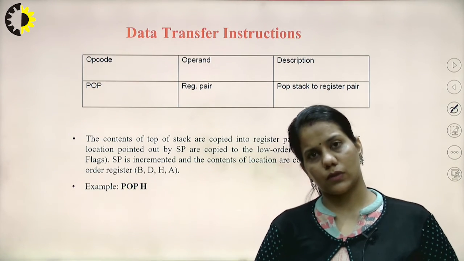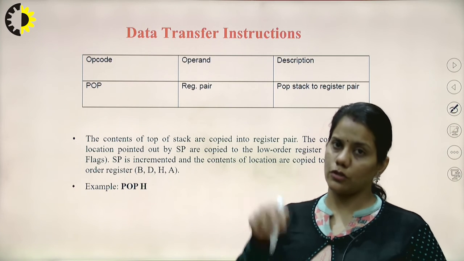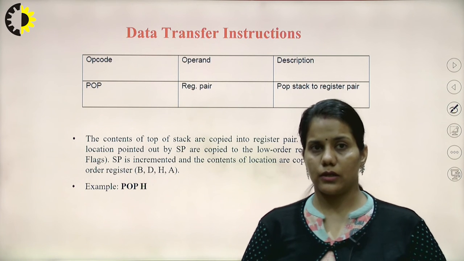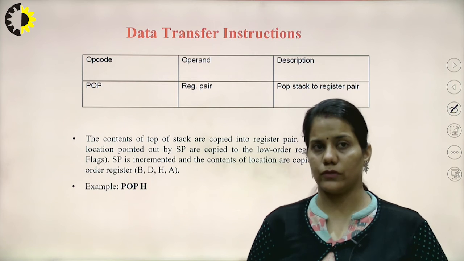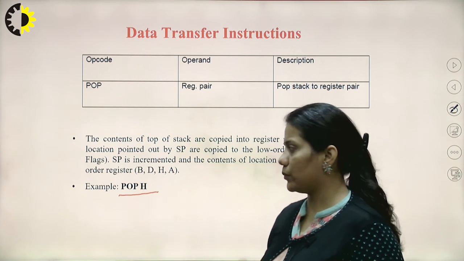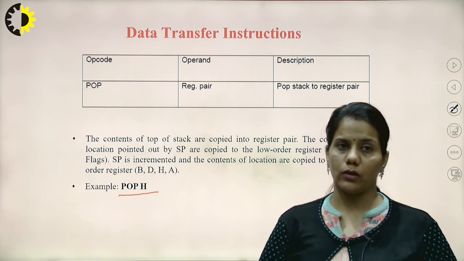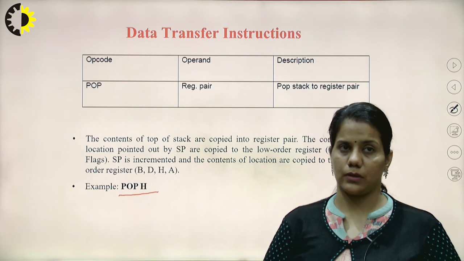Same is the case with POP. The only difference is that in PUSH, the contents were pushed into the stack, and in POP, contents will be taken out of the stack. So POP H means the contents of the stack will be popped out and will be stored in the HL register pair.